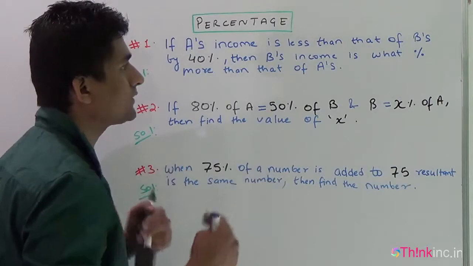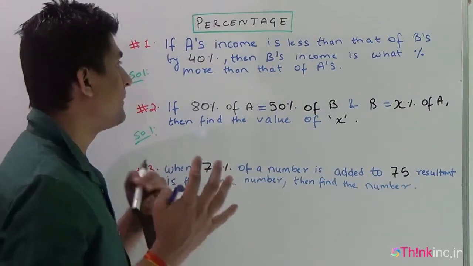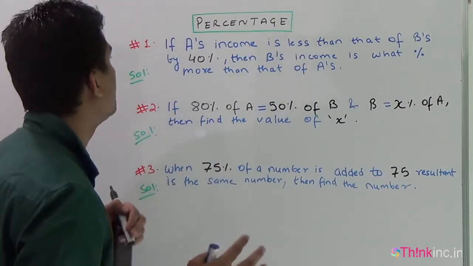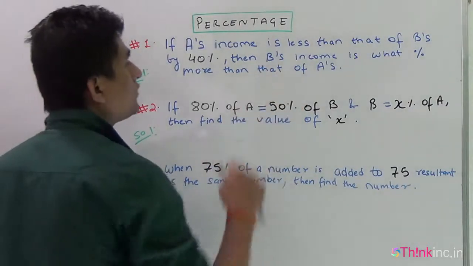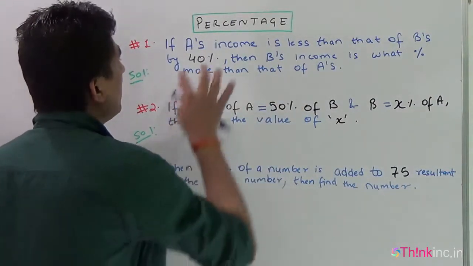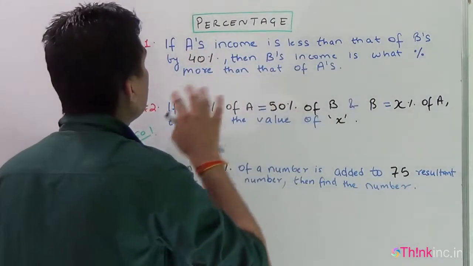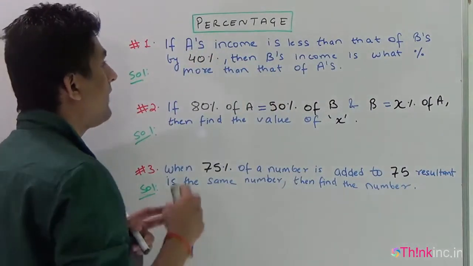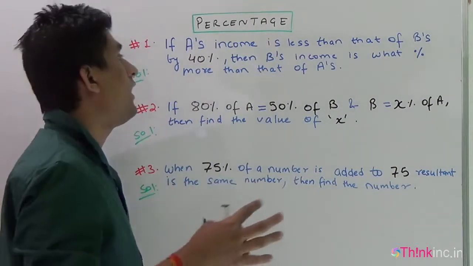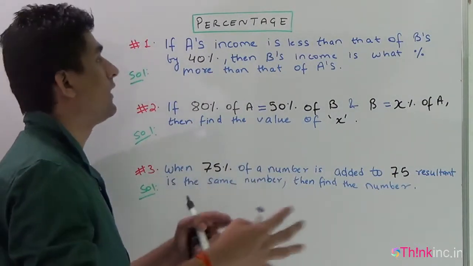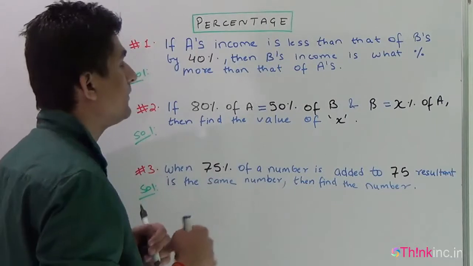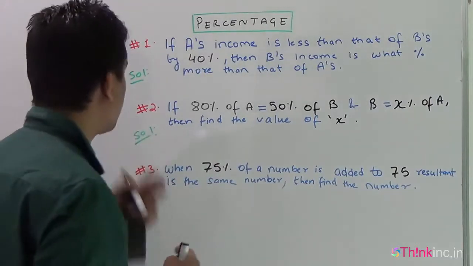I have taken this question to make the relative concept clear to you. Percentages are always a relative quantity. Here, A's income is dependent on B's income, and now we have to find how B's income is related to A's income. This is the basic question.